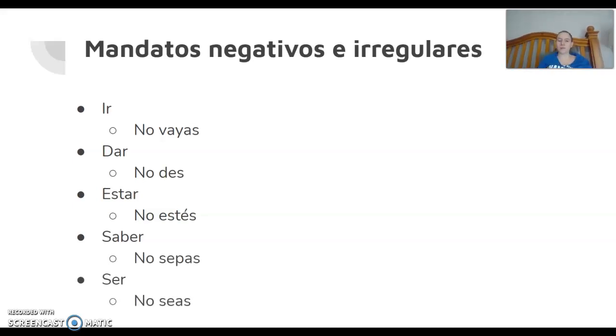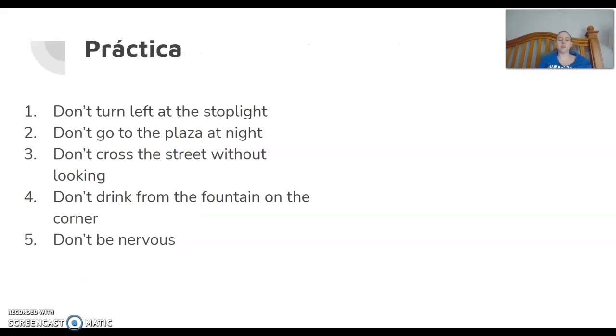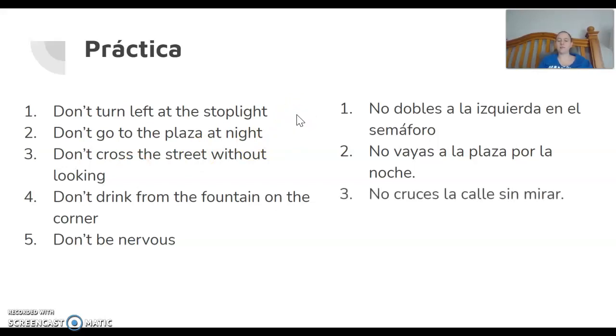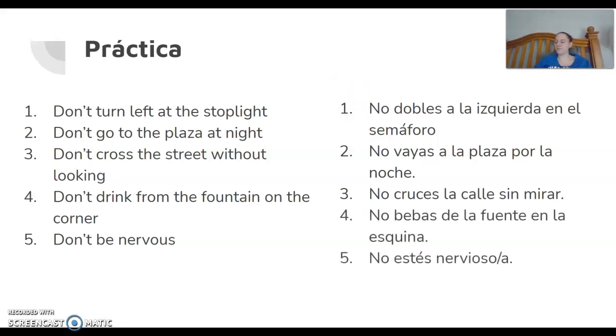Okay, so let's do a little bit of practice with this. Don't turn left at the stoplight. No dobles a la izquierda en el semáforo. Don't go to the plaza at night. No vayas a la plaza por la noche. Do the next three on your own. For looking, you're just going to use mirar. You're not going to conjugate it. Number three: no cruces la calle sin mirar, and you would change the z to a c here. Don't drink from the fountain on the corner. No bebas de la fuente en la esquina. Don't be nervous. No estés nervioso or nerviosa.